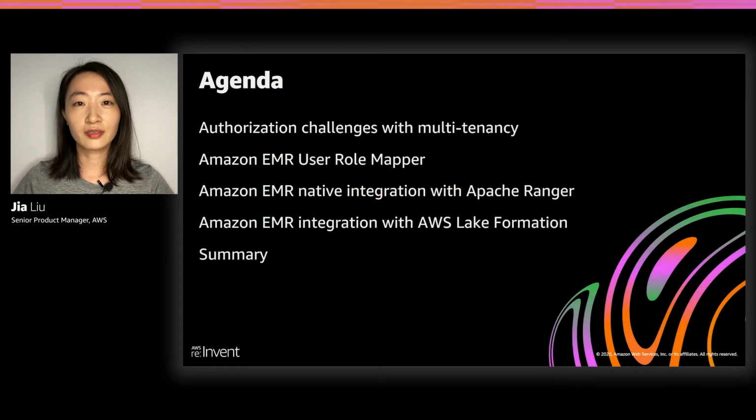In this session, we'll briefly talk about single-tenancy, multi-tenancy, and the authorization challenges coming along with multi-tenancy. We will then dive deeper into the three data access control options: Amazon EMR User Role Mapper, Amazon EMR native integration with Apache Ranger, and Amazon EMR integration with AWS Lake Formation. We will conclude this session with a summary table comparing three different options.